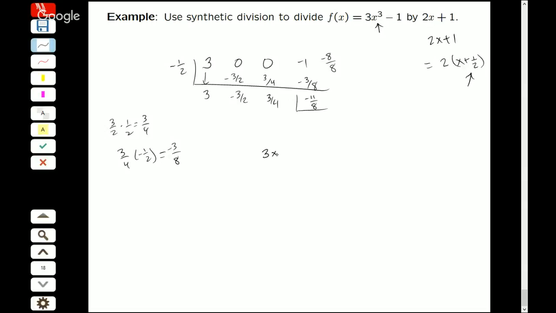So what do we get? We get 3x squared minus 3/2 x plus 3/4 minus 11/8 divided by 2x plus 1. It looks ugly, but whenever you have that constant times the x, you have to factor it out, and then you can do your division. Any questions on that? Okay, that is actually our last example. We are done.